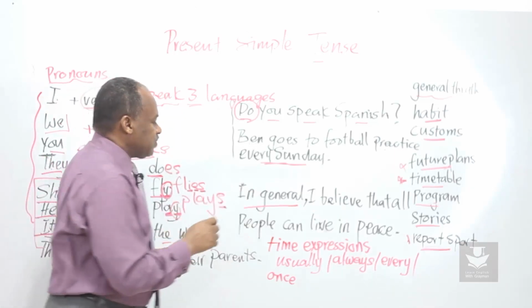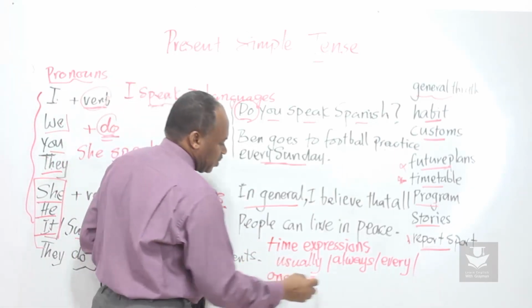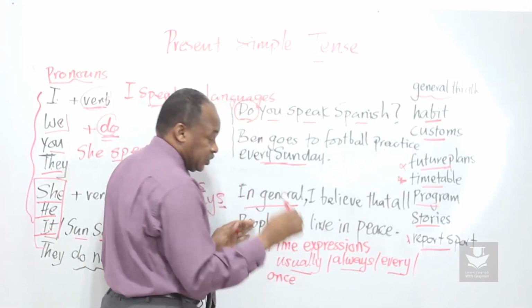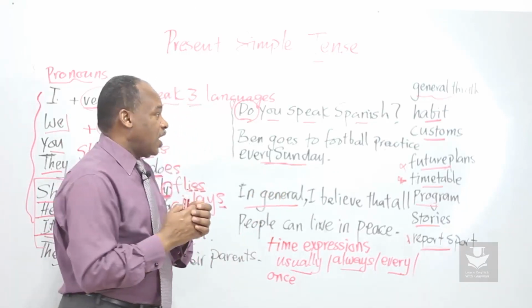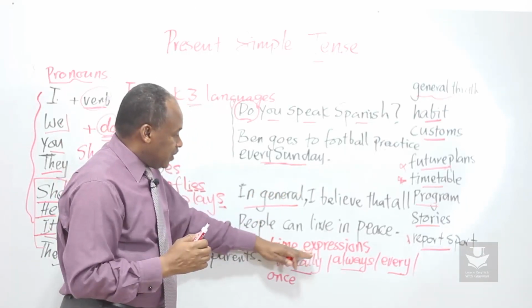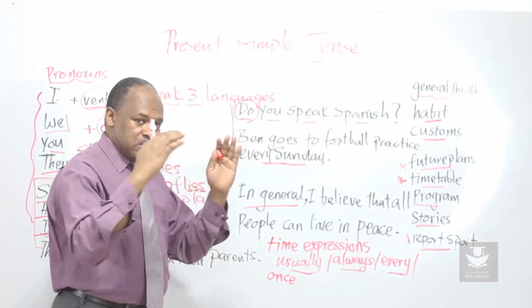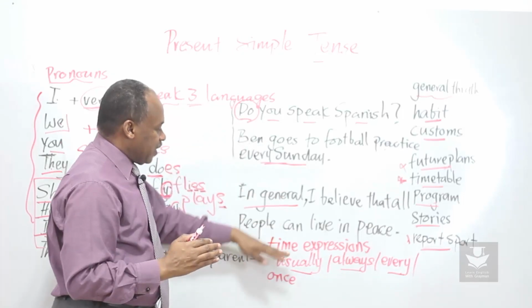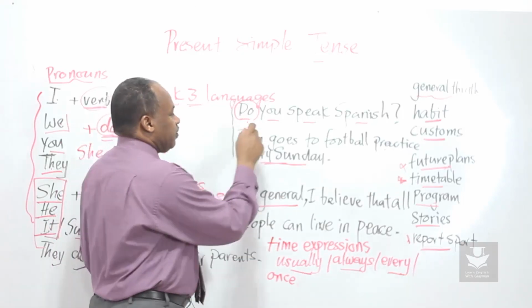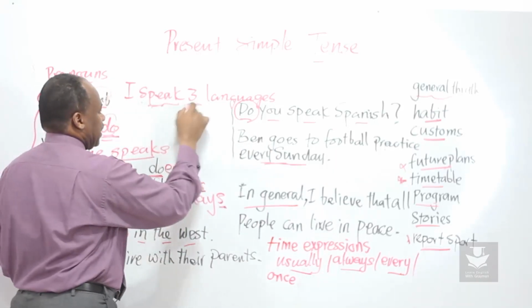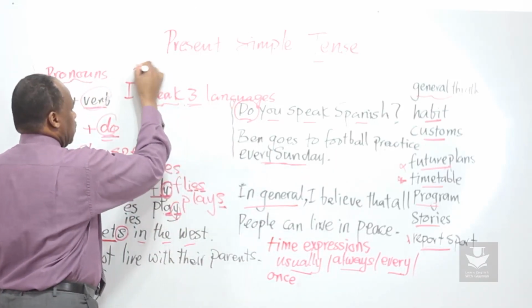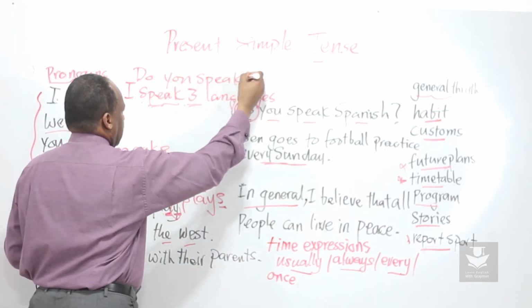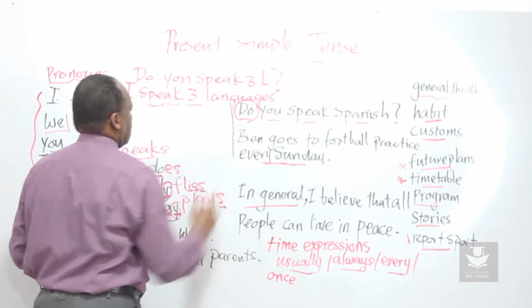So a time expression sometimes could be one word, such as always is one word, every is one word, and usually is one word. I'm not talking about how to make questions, but I add this on top of it. Let's just concentrate a bit and talk about questions, and then I'll get back to time expressions. So in order to make questions, if you go back here, I speak 3 languages. The question would be, do you speak 3 languages? That's a question.